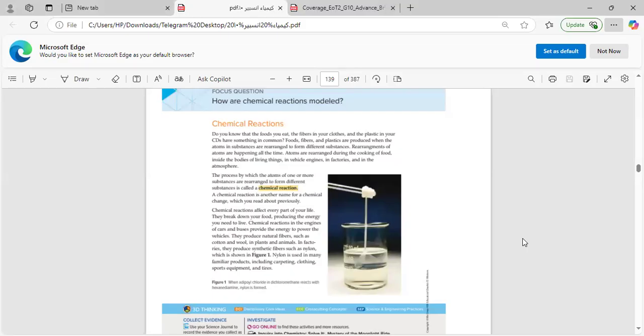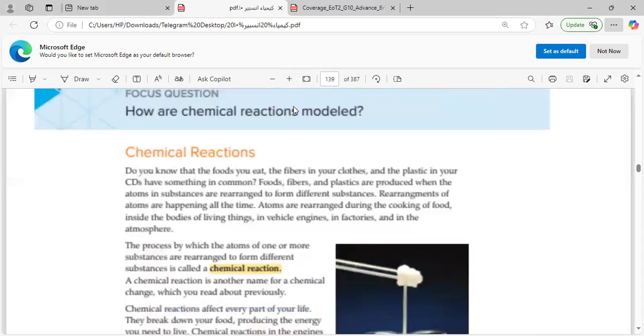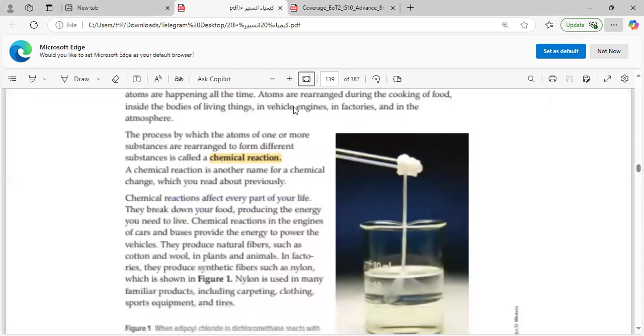The first question asks what happens in chemical reactions. A chemical reaction is the process in which atoms are rearranged to form different substances. So the amounts are rearranged, showing a different substance.